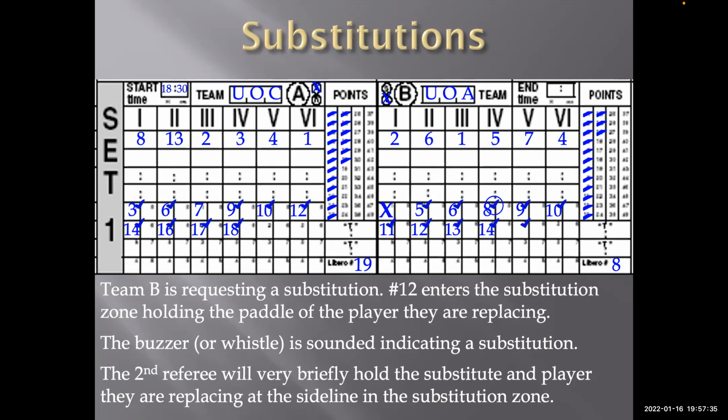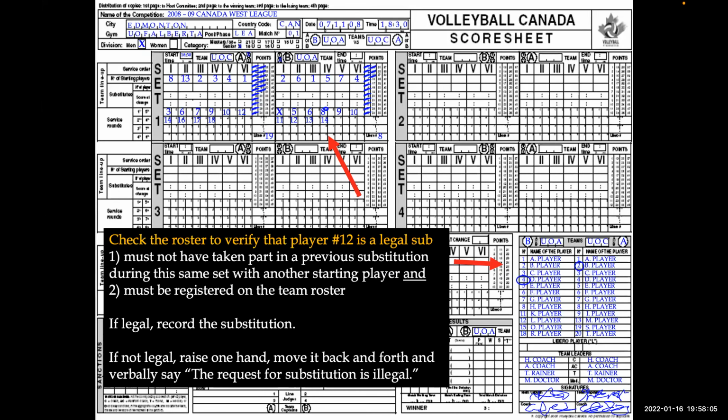If Team B is requesting a substitution, number 12 enters the substitution zone. We won't have a second referee or a buzzer. The first referee will authorize this with a whistle and a signal. So the player is going to come into the substitution zone and stand there. The person on the floor is going to come up to the line. They should stand where you can see both of their numbers. Then you're going to record it and you'll hold up 2 hands. So 12 is a legal sub.